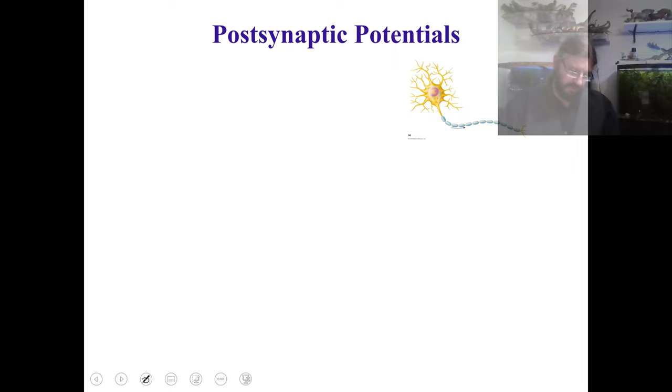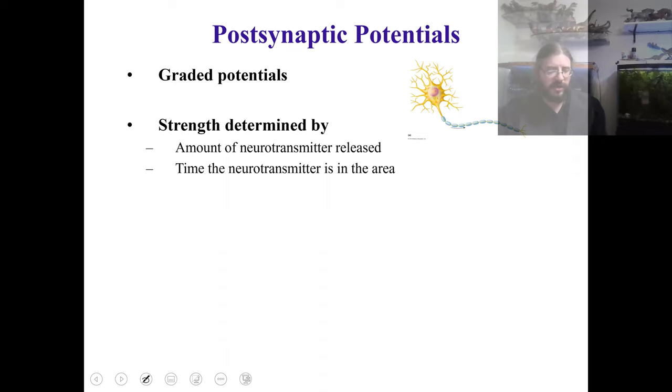All right, so graded potentials. The strength is determined by the number of neurotransmitters. You get enough neurotransmitters to enough receptors, you get more graded potentials. Also the time the neurotransmitter is in the area. The longer there are neurotransmitters bound to receptors, the more graded potentials you get. I said that.